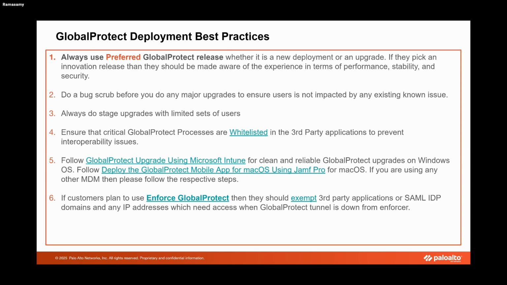If you plan to use Enforcer on the GlobalProtect app, then it should exempt traffic for the Prisma Access portal address, internal and external gateway IP addresses, third-party applications, SAML IDP, and other IP addresses which need access when the GlobalProtect tunnel is down. Again, to recap what we discussed yesterday, the Enforcer is a feature within GlobalProtect which acts as a firewall. When GlobalProtect is not connected, you can restrict access and force the users to connect to GlobalProtect to get access to the network.